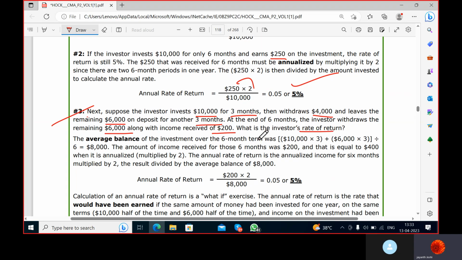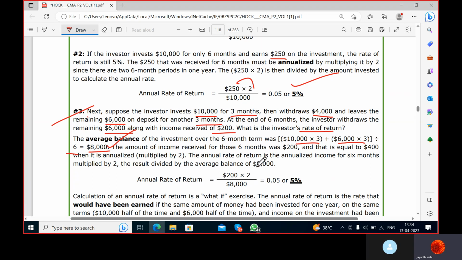What we'll do is try to see the average balance of the investment over the term of 6 months. First he invested 10,000 for 3 months, and then he invested 6,000 for the next 3 months, that is in the span of 6 months. So the average balance is 8,000, correct?